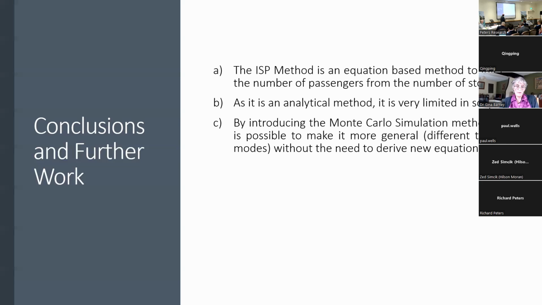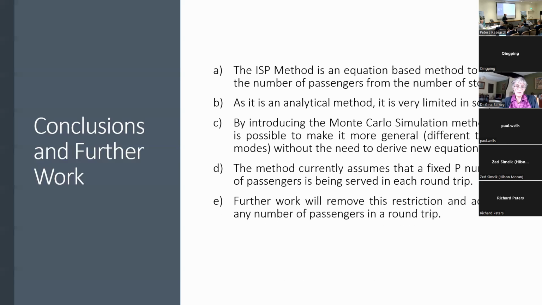Where this is weak, these tables have assumed a fixed number of passengers, P, in each round trip. Now, that's not necessarily true. So the method needs to be enhanced to be able to detect the number of passengers in each round trip and then adjust the table accordingly. So this is the next piece of work, enhancing that so that it actually can cope with any number of passengers.